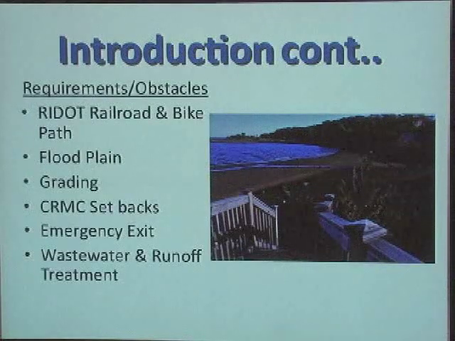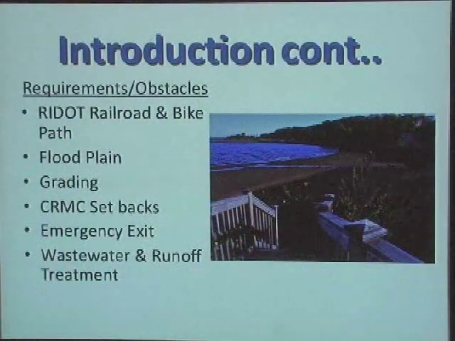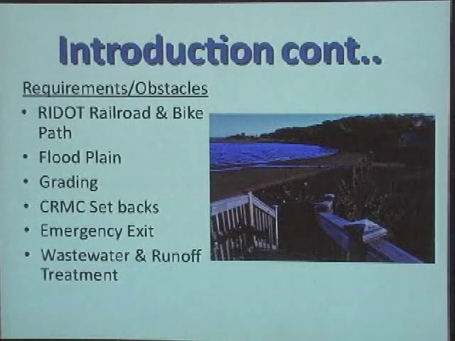Some of the obstructions and requirements that we had to deal with when designing: the main one is that the Rhode Island Department of Transportation has a right-of-way that crosses through the entire site, and it's for a potential railroad and bike paths. So we had to create a bridge that passes over it, because we can't touch the state right-of-way. Another thing that we had to work around was the floodplain, because we're so close to the water. We had to make sure that buildings and structures and so forth were above the floodplain, including the grading plan, which was a major obstacle, and the CRMC setbacks.